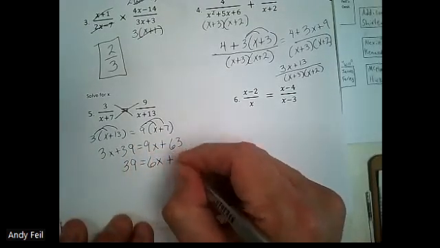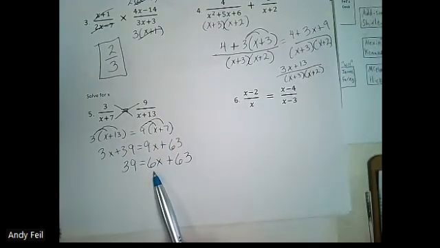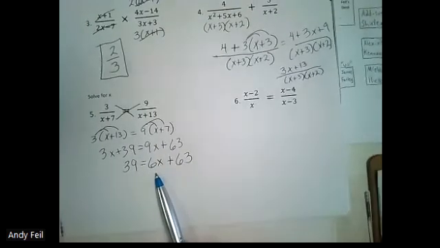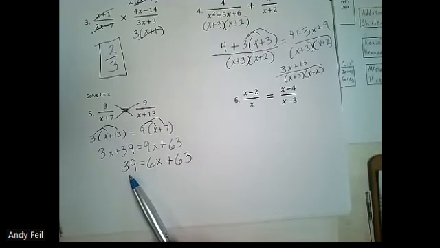But you could subtract the 9x if you wanted to. I'm going to subtract 3x because that way I get a positive over here. I like positives because it's one less thing for my feeble brain to mess up. Now what should I do? Subtract 39.